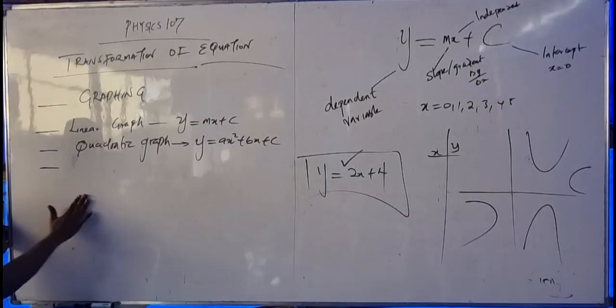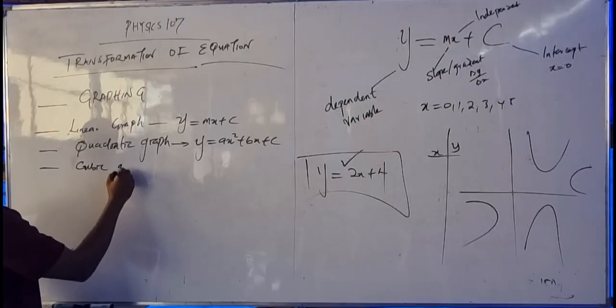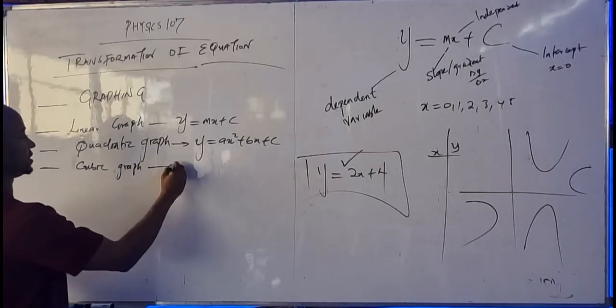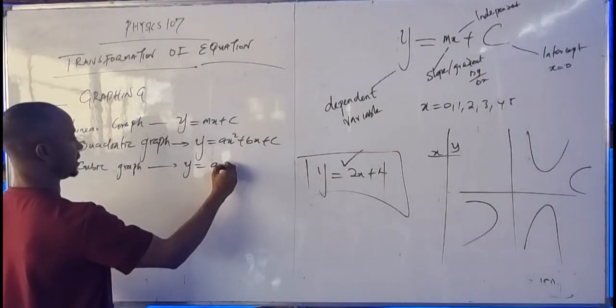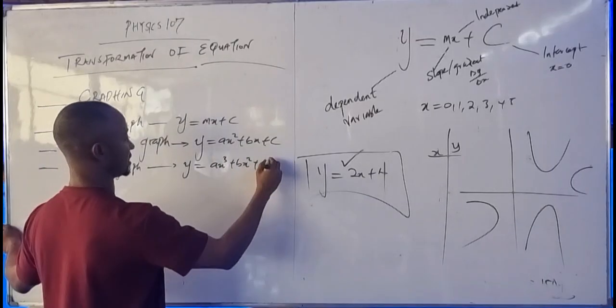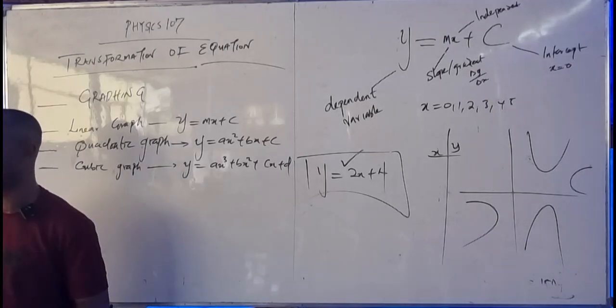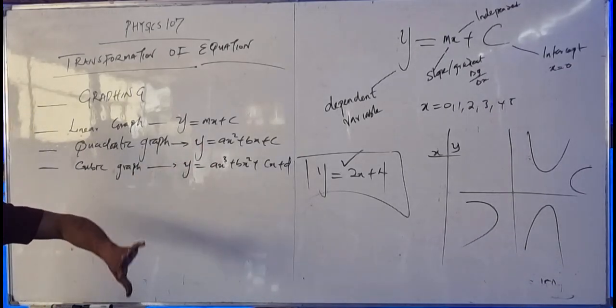Then we have what we call the cubic. Cubic is simply y equals ax cubed plus bx squared plus cx plus d. Cubic means the highest power is 3. Are you following? The nature of this graph, I can't capture it now.